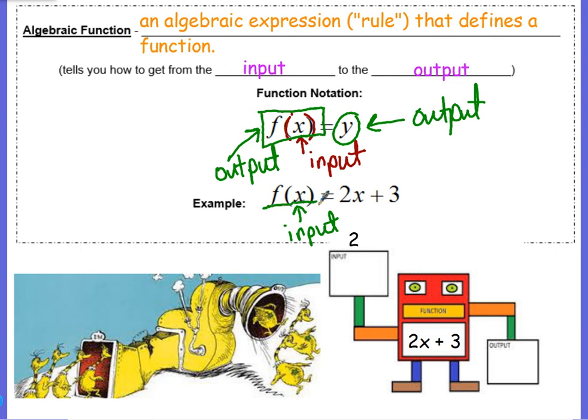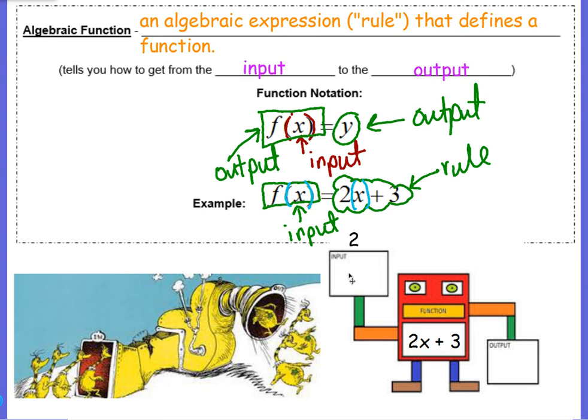F of x will stand for our output, and our rule is 2x plus 3, which is going to tell us how we're going to get from each input to each output. So for example, if I chose to use 2 as my first input, that would mean that everywhere I saw the letter x, I would input the number 2.